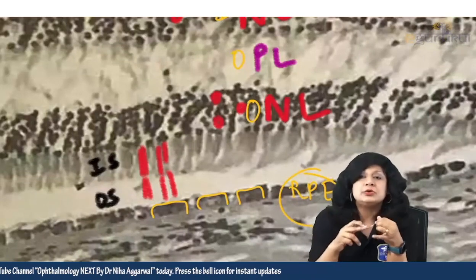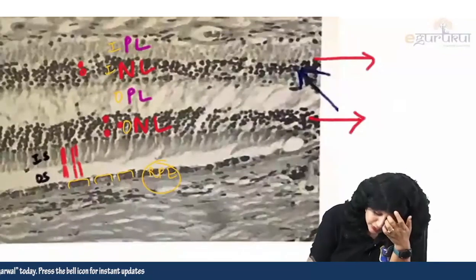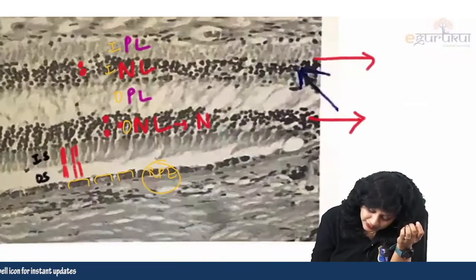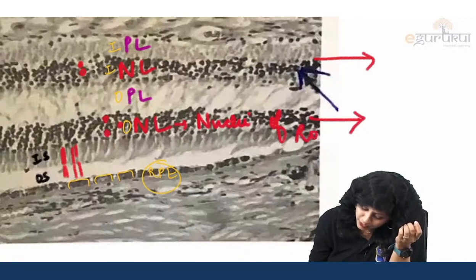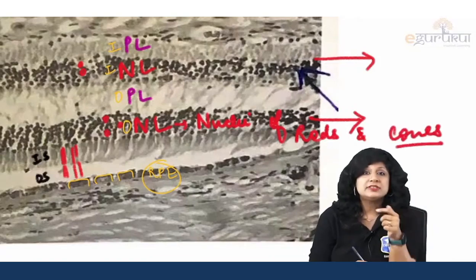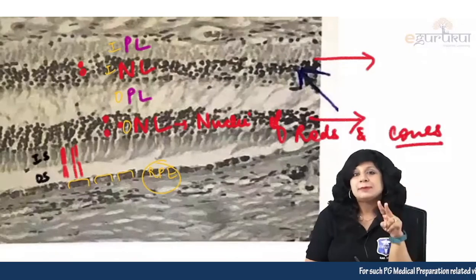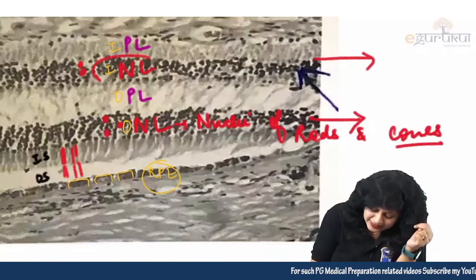Then you have got the outer nuclear layer. In the outer nuclear layer, what are you getting? In the outer nuclear layer, we are getting actually the nuclei of the rods and cones. The outer segment and the inner segment of the rods and cones are there, and then the nuclei are going into the outer nuclear layer. Then you have got the outer plexiform layer. Then you are getting this inner nuclear layer.